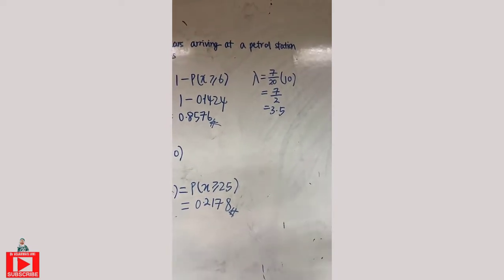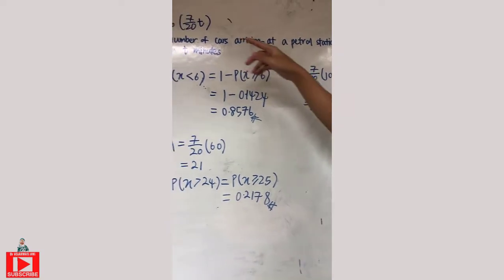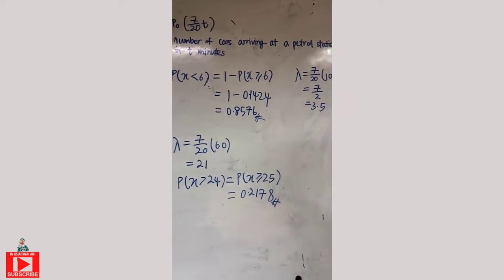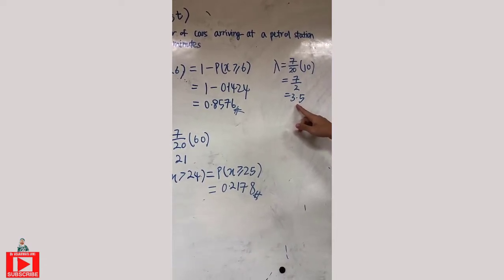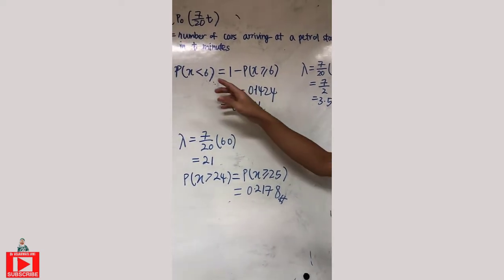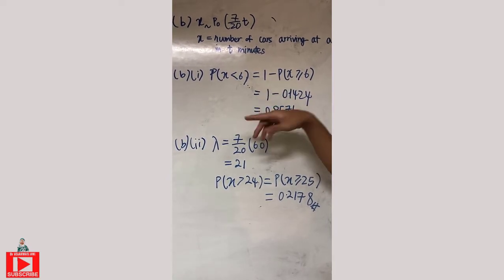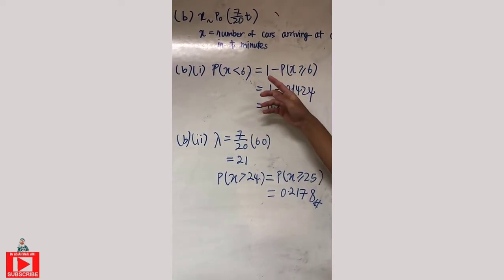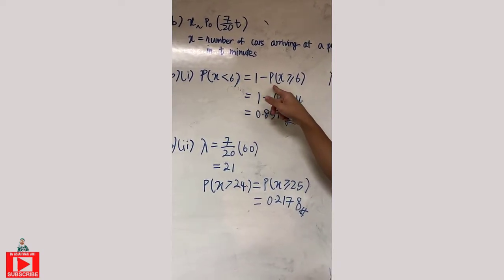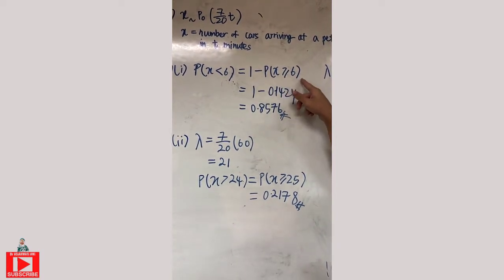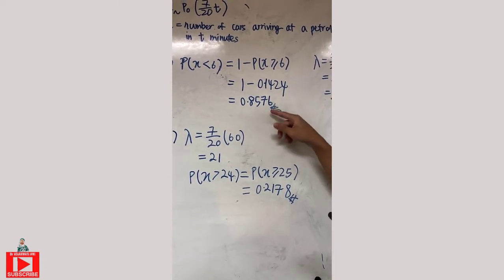So given that t is equal to 10, we just substitute the value of t into the given mean, which is 7/20, and we'll get the new mean equals to 3.5. And the question wants us to find the probability that fewer than 6 cars. So we need to find P(X < 6). But in order to refer to the table, we must change the sign into more than or equal to. So we need to change our probability into 1 minus P(X ≥ 6). And from the table, we get 0.1424, and then we get a final answer 0.8576.